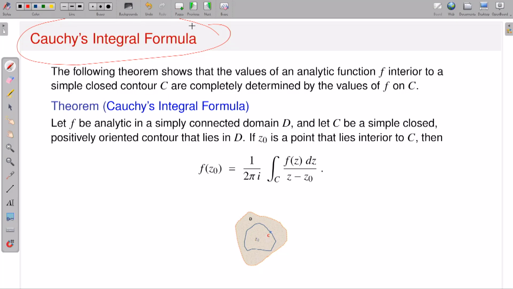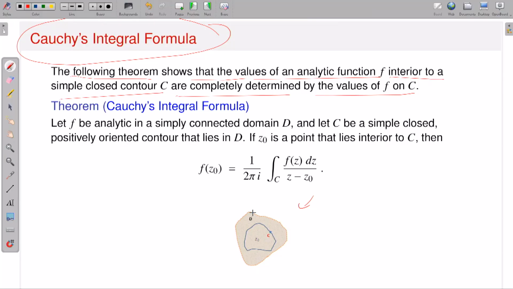So that's what I have written. The following theorem shows that the values of an analytic function f interior to a simple closed contour C are completely determined by the values of f on the contour. That means if I have a simply connected domain, so that's the picture, this is my domain D which is simply connected.